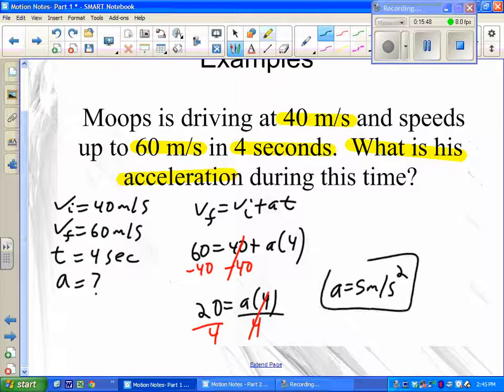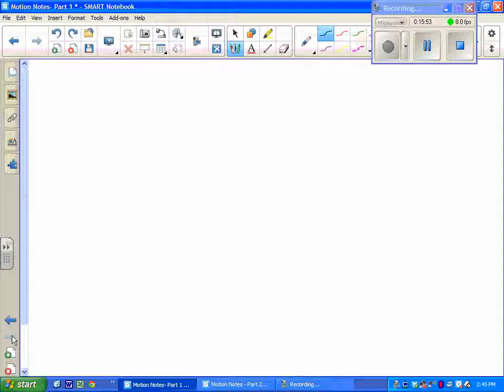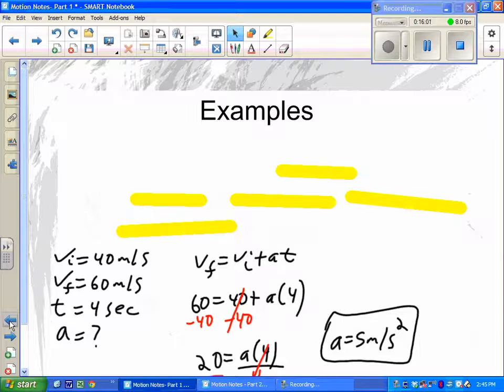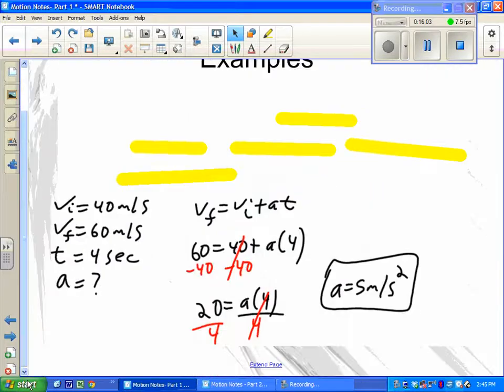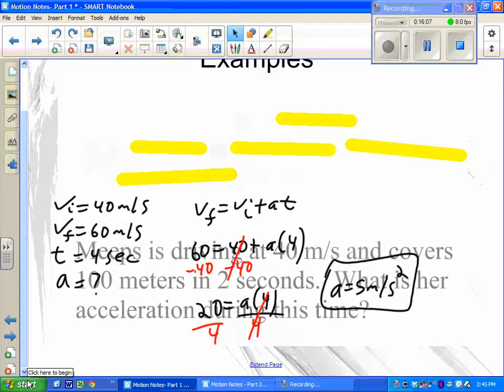All right, let's look at one more example, and then we'll be done with part 1. Did I write over it? Yep, I wrote over it. Okay.